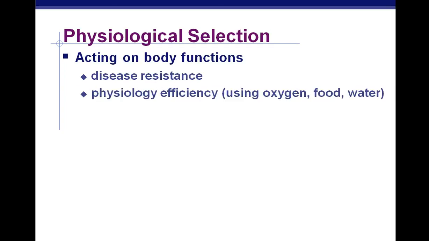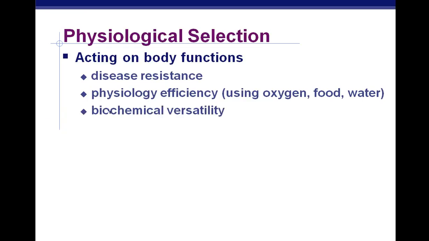Physiological efficiency, if you can imagine like your lungs increasing surface area inside in order for more oxygen to be exchanged. More oxygen in your body gives you a survival advantage because you can do more cell respiration. More cell respiration means more energy. More energy means that if you're a predator or prey, you can do more things to either get food or avoid being food.